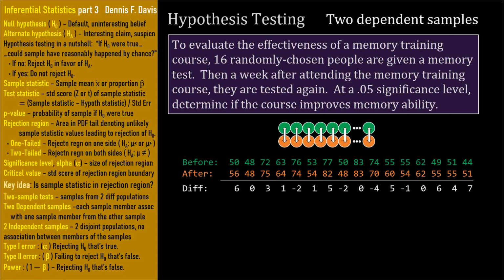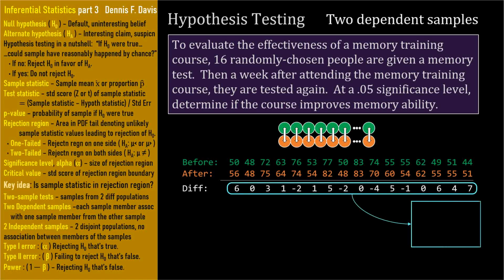The only thing you need to know about two dependent sample tests is that we treat them exactly like one sample tests, where the differences are the random variables. That's it. The average of these differences, x bar sub diff, is 1.53.